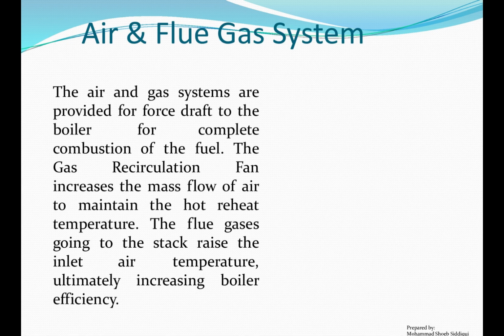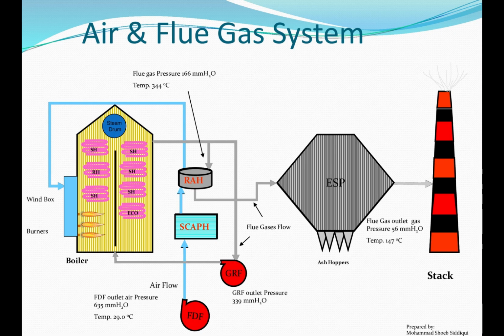Air and flue gas system. The air and gas systems are provided for forced draft to the boiler for complete combustion of the fuel. The gas recirculation fan increases the mass flow of air to maintain the hot reheat temperature. The flue gases going to the stack raise the inlet air temperature, ultimately increasing boiler efficiency.